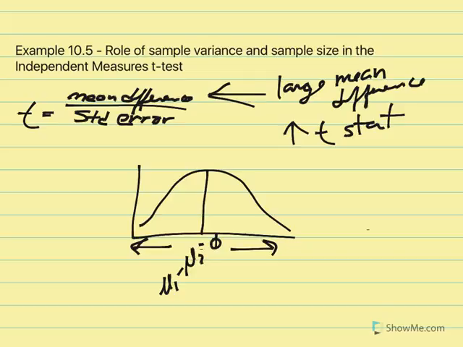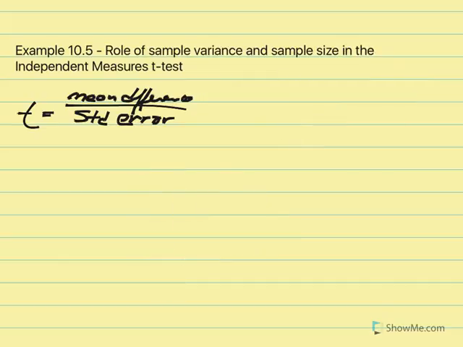So now we want to look at the other factors that we discussed in Chapter 9 and also in Chapter 8. The other two factors that play important roles are the variability of the scores, and again that's indicating the spread of scores, and the size of the samples. Both influence the magnitude of the estimated standard error in the denominator of our t-statistic.